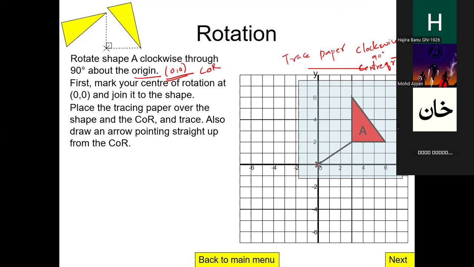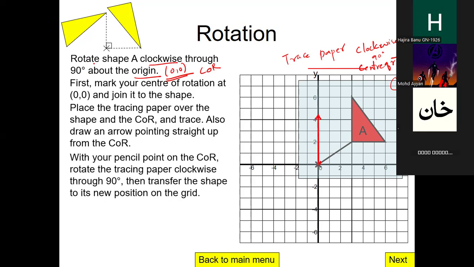Once you trace the shape, keep your pencil on the point, like how you keep a compass point on the paper and draw a circle. Likewise, you have to keep your pencil here on this point and hold it upright. And then hold this corner of the trace paper and turn it. How much do you have to turn? You have to turn clockwise 90 degrees. So you will turn it.